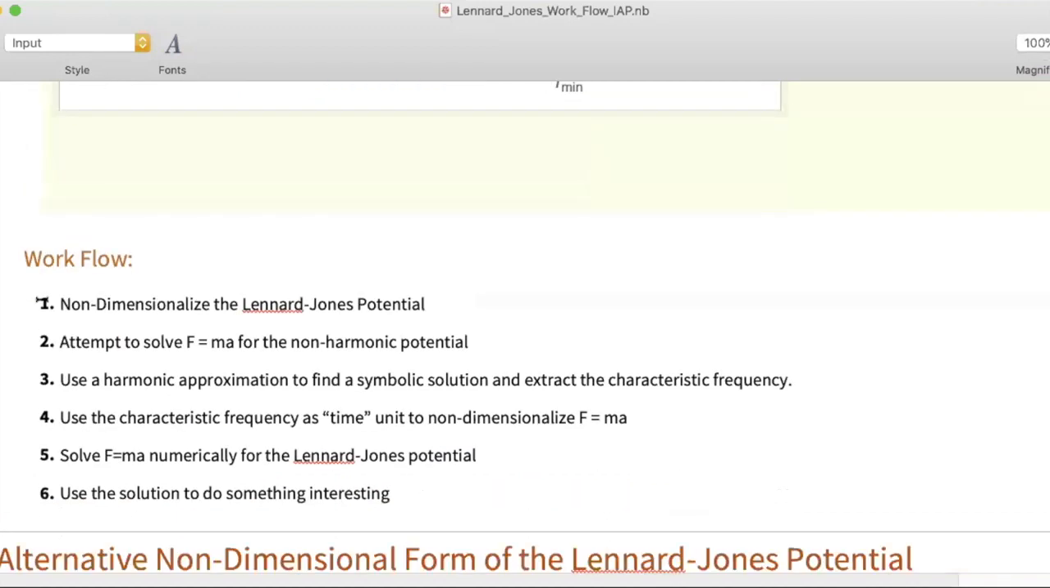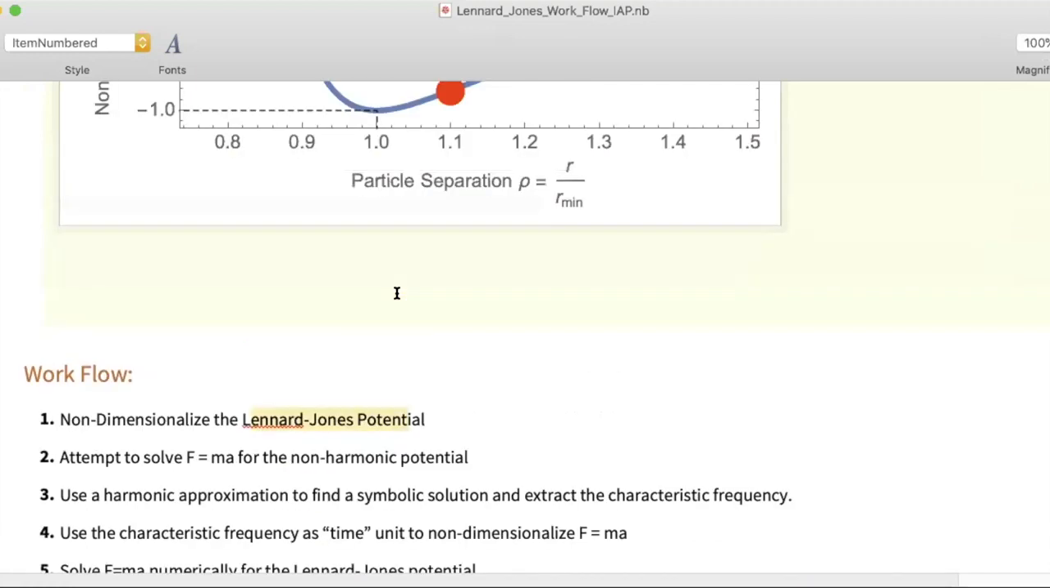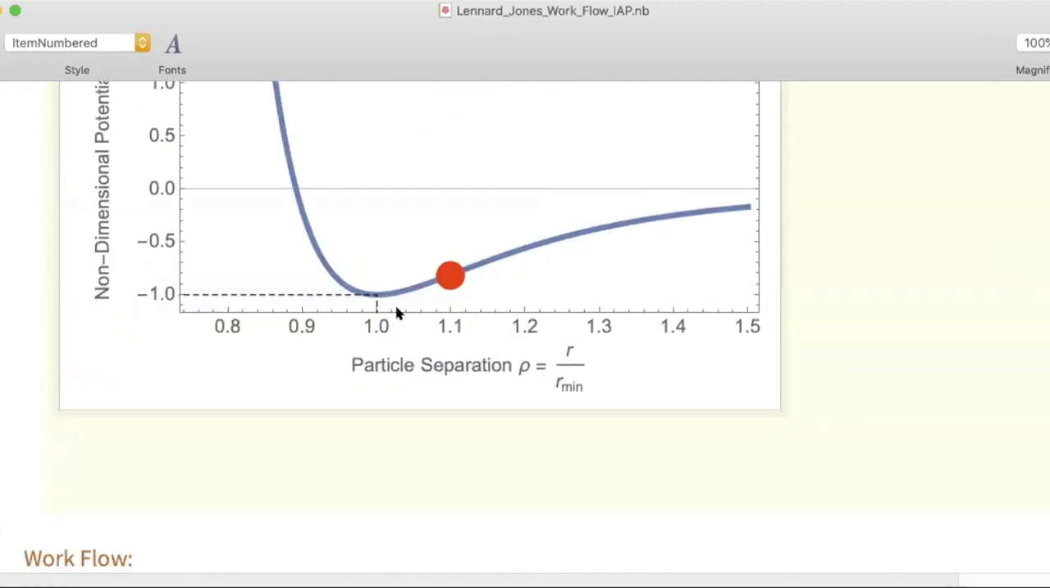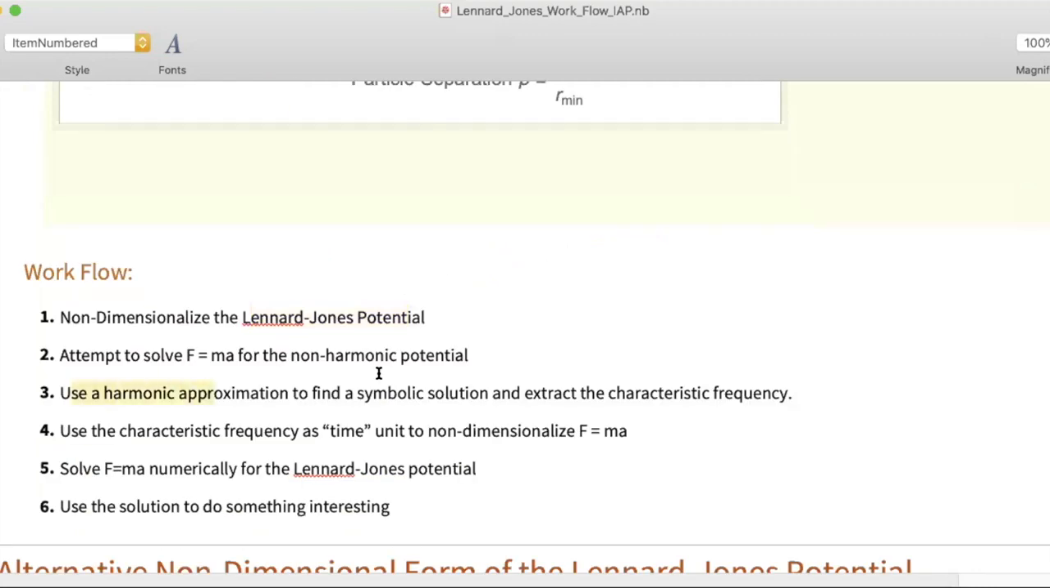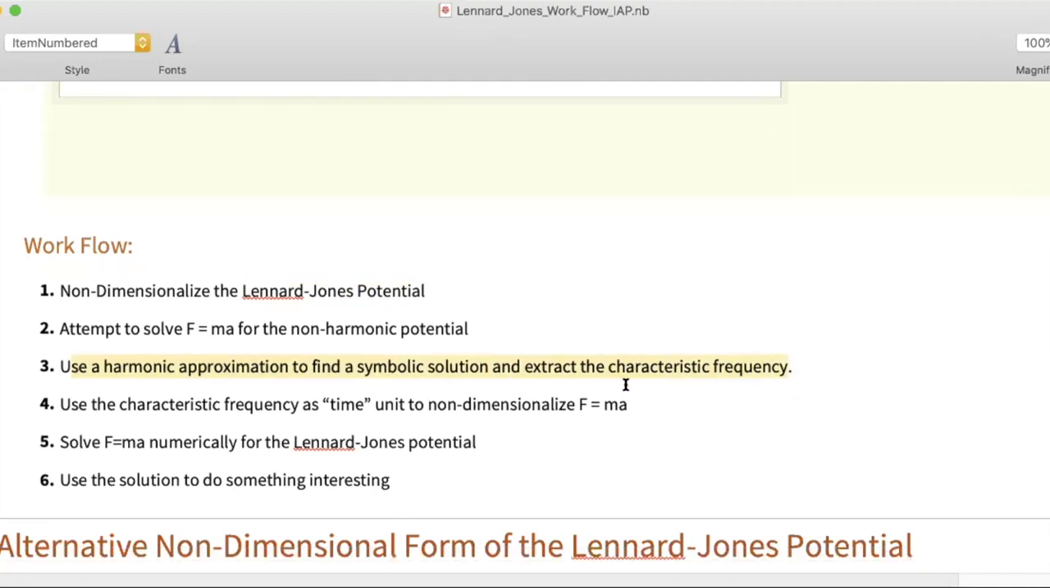So the first thing I'm going to do is start with this potential and show you how to non-dimensionalize the Lennard-Jones potential. It'll be a good example of using Solve and then back substituting with rules. I'm going to try to solve F equals ma for this nonlinear potential, or non-harmonic potential, sitting up here. I'm going to find that I can't solve it symbolically. And so what I'm going to do is an approximation to that problem and extract the characteristic frequency.